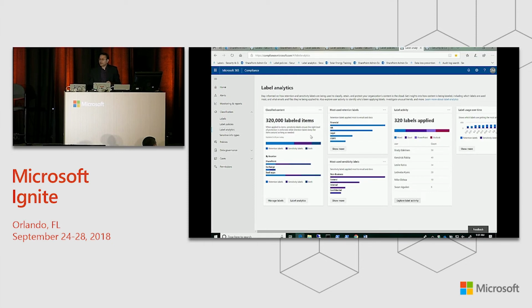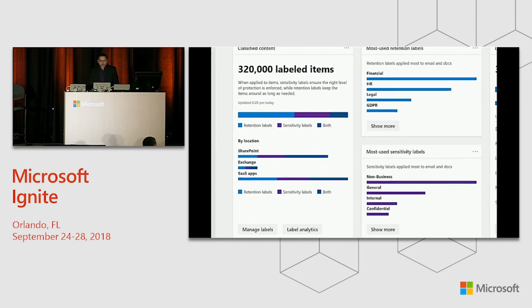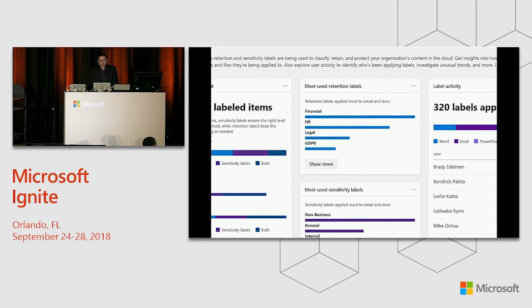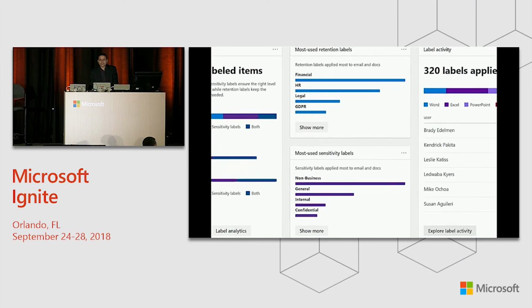It tells me right away how many items in my organization are labeled, so about 320,000 items, and also which locations they are marked as well. So I get a clear view of which particular workloads or resources are actually labeled. Second, you can also show the most used retention labels and most used sensitivity labels. This gives me a view of whether users are using the labels I configured properly, or are overusing them, or whether I have to create any other labels.